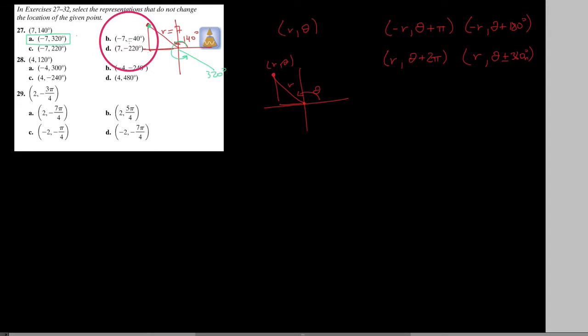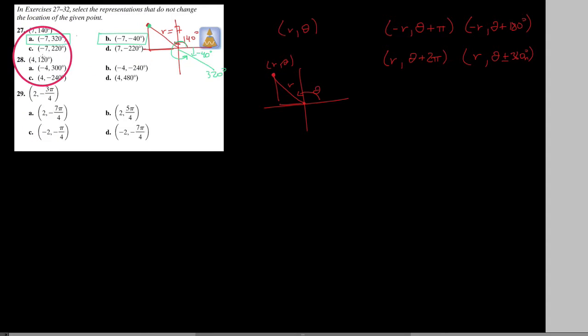Whereas letter B says, let's go to a negative 40 degree direction, which is coterminal with positive 320 degrees, but we're going to walk backwards 7 units. So this one is fair to say as well, because even though we're facing in a negative 40 degree direction, we're walking backwards 7 units from there, and negative 40 is 180 degrees separated from 140 degrees, which was the given angle.